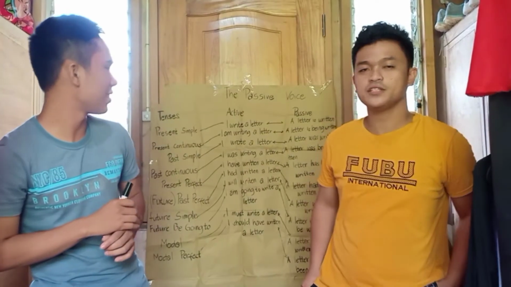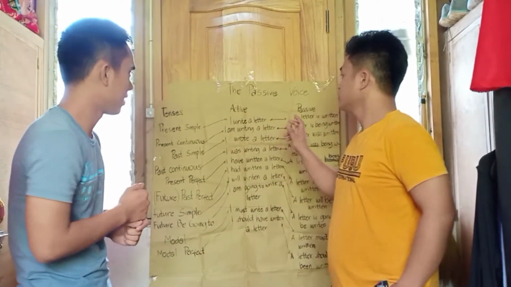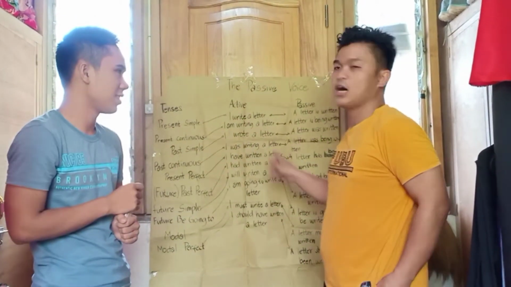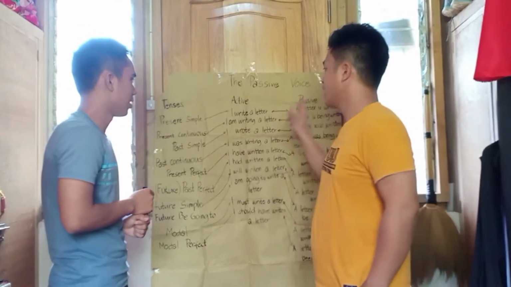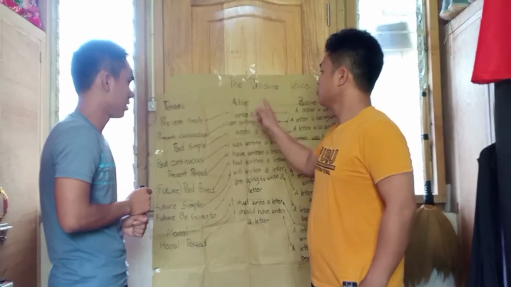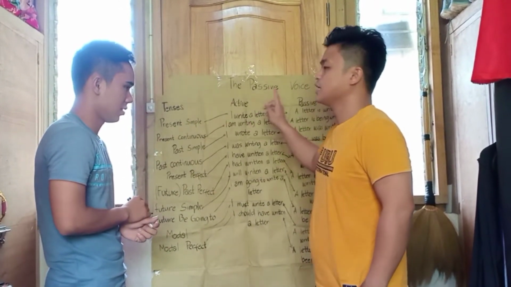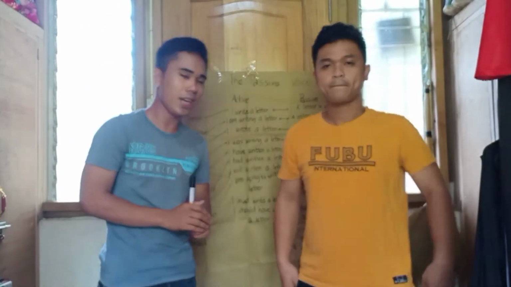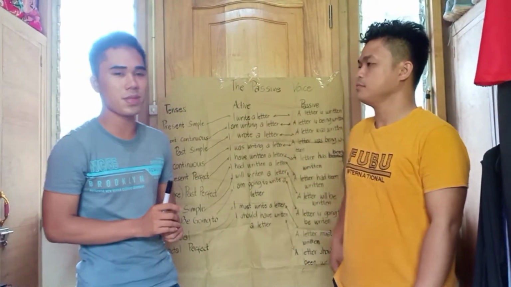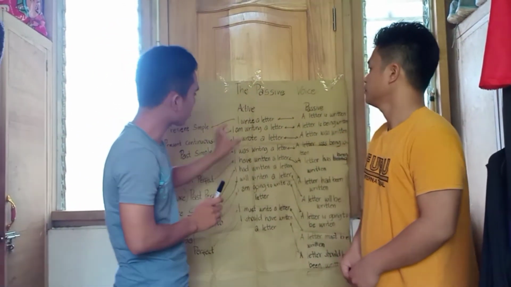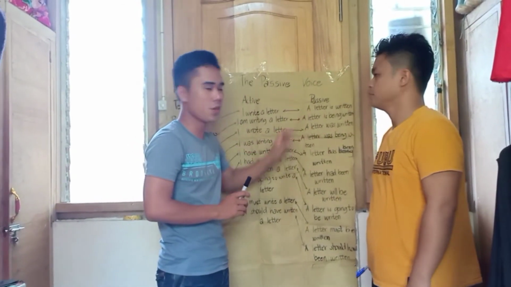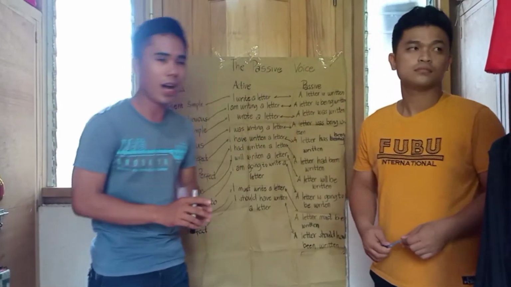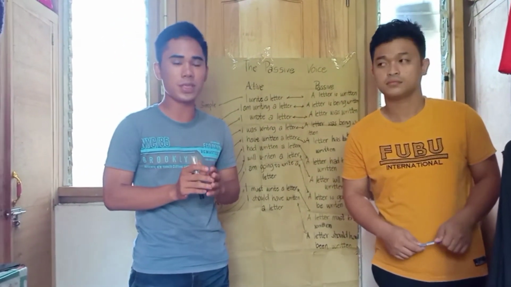So for today's video, we will tackle the two types of voices, which are the active voice and the passive voice, and how we are going to apply the two voices into tenses. In addition, there are two types of voices in a sentence, the active voice and the passive voice. When we say active voice, it tells us what the person or thing does.